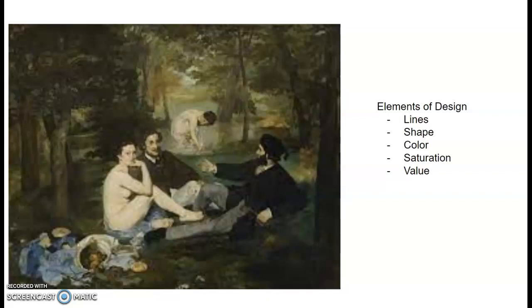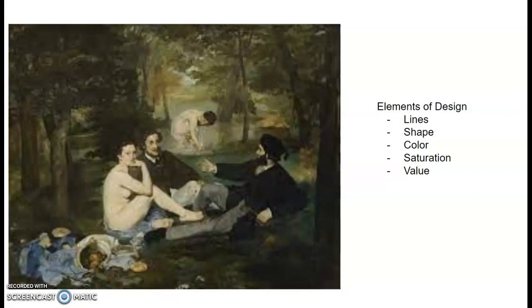When deconstructing the elements of design within this piece, we will discuss the lines, shapes, color, saturation, and value. The lines within this piece are very subtle and not very strong in line quality. That is because the figures are realistic and therefore are generally more curved.